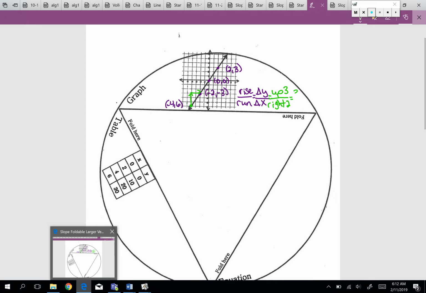Up is a positive direction, right is a positive direction. And we want to go ahead and just leave that slope as a fraction. Slopes are best as fractions, so we can tell the rise and the run when we later go to graph our lines using our slope.